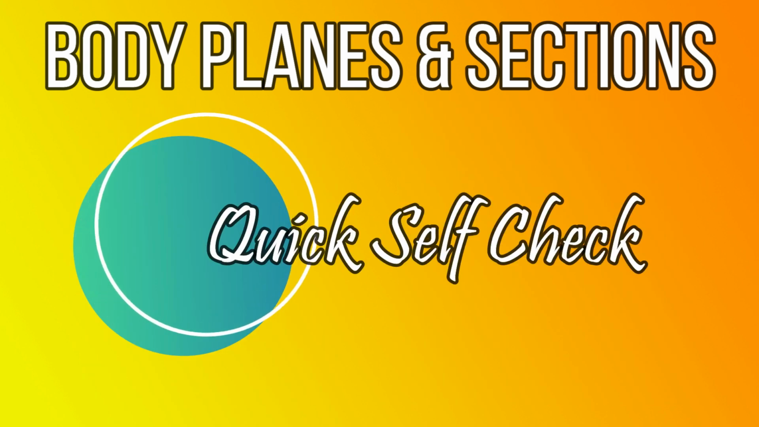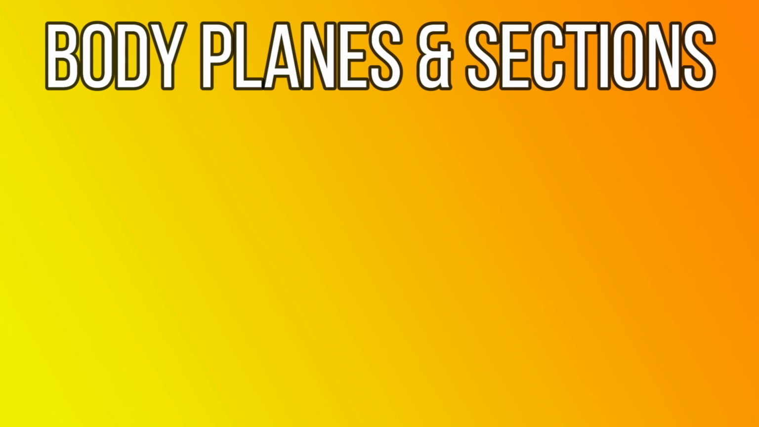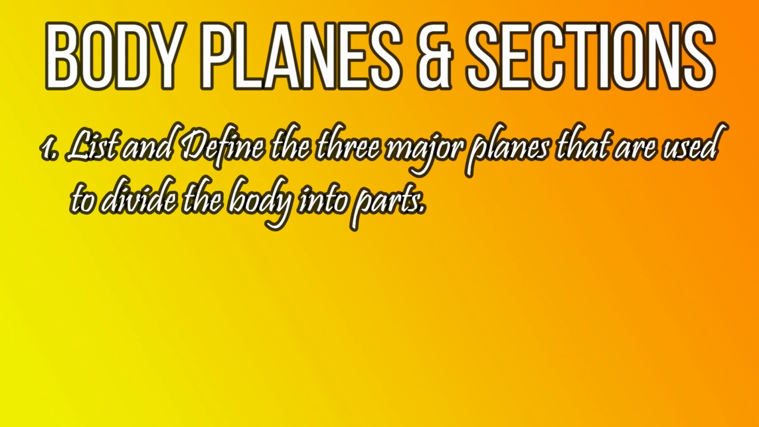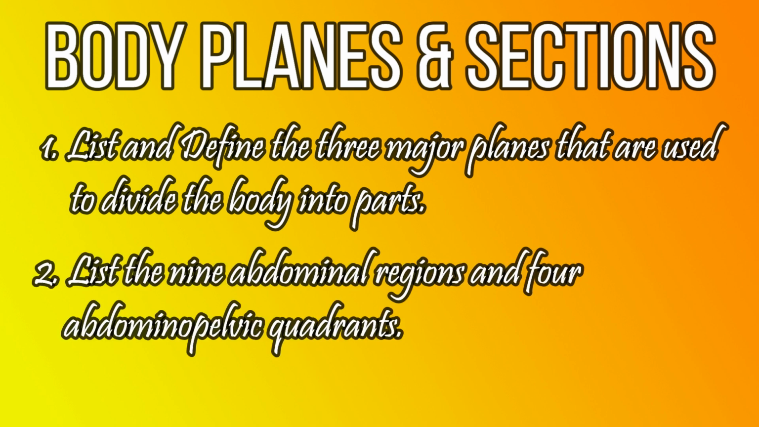So let's get a quick check. Number 1. List and define the three major planes that are used to divide the body into parts. Number 2. List the nine abdominal regions and four abdominopelvic quadrants.